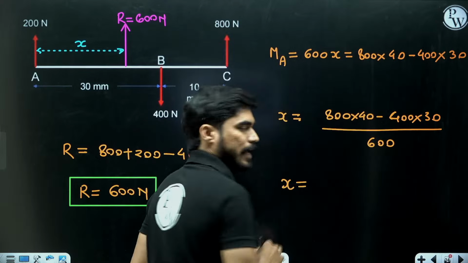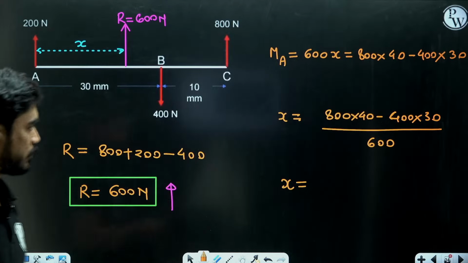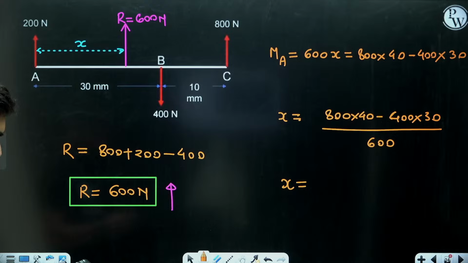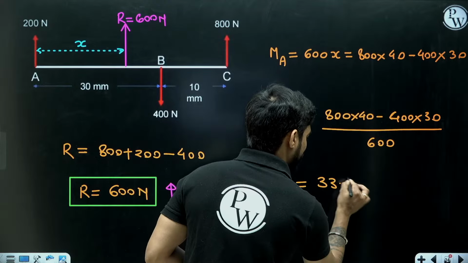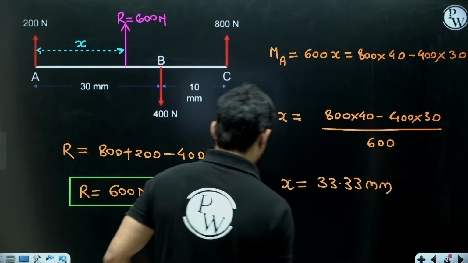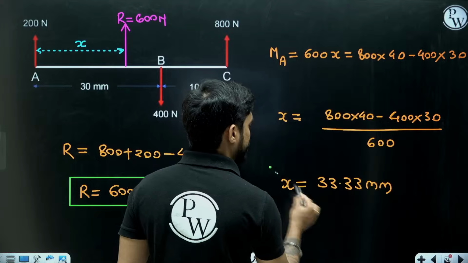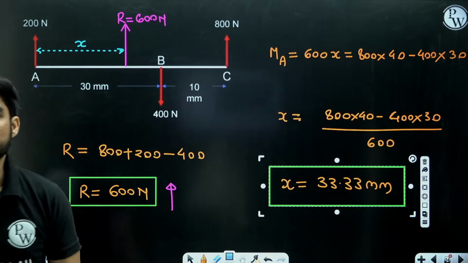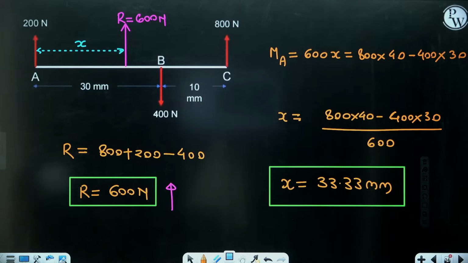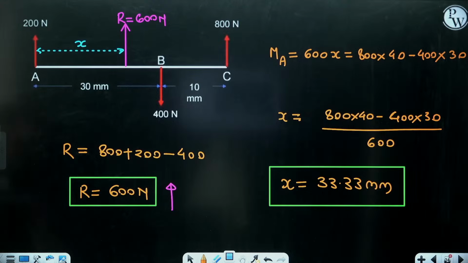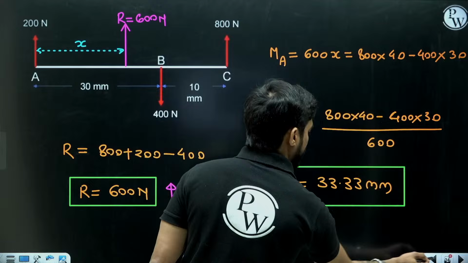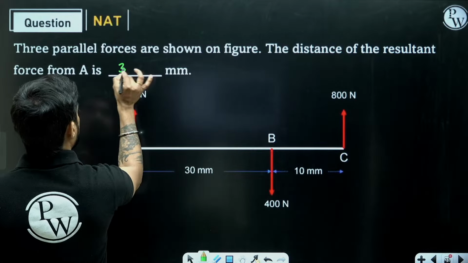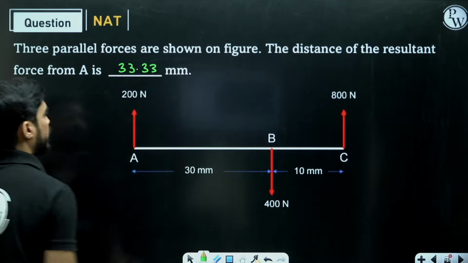So how much x are you getting? 33.33. Let me confirm it. Yes, 33.33 mm. So now I have got the distance x, the distance of the resultant from A. The answer is 33.33 mm.